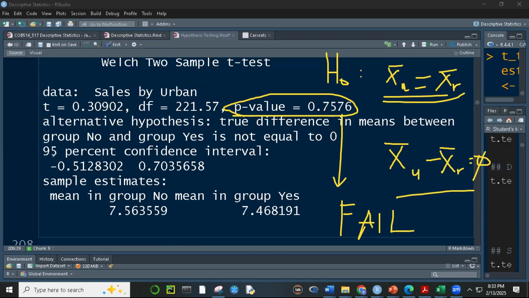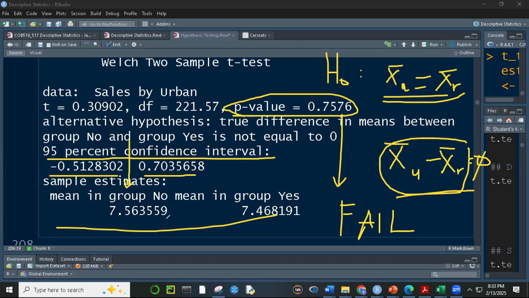In fact, if you take a look at the 95% confidence interval, the difference will lie between negative 0.512 and 0.770. So if we plot this, this is negative 0.5. This is 0.7. And in this possible range of values, there's a probability that it will be 0.